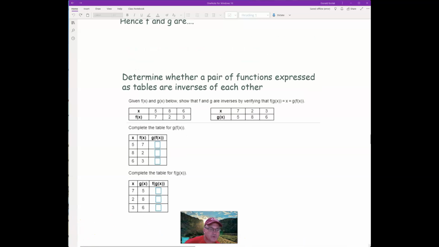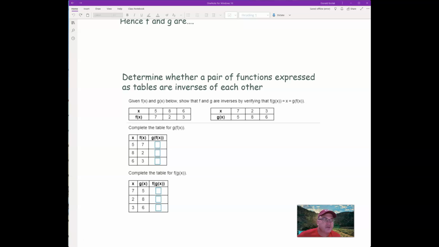All right, the last question, example, you'll see on your Math Excel, it says determine whether a pair of functions expressed as tables are inverses of each other. So we're going to do the composition. This first table right here, we're putting f into g. I'm going to take x in f, and it gets mapped to 7. Now that becomes the input in g, which gets mapped to 5. Well, that's good because what we started with is what we ended with.